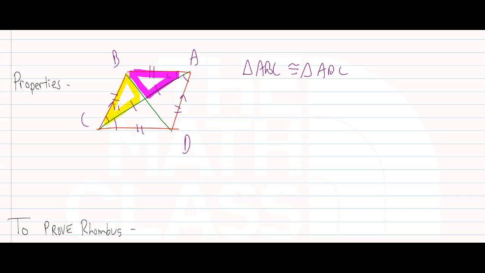Since those triangles are congruent to each other, that means angle 3 is congruent to angle 4. Since those angles are congruent and form a linear pair, so they're supplementary, it means 3 and 4 must both be right angles, which leads us to the special properties of a rhombus. Number 1, diagonals are perpendicular. Number 2, diagonals bisect the vertices.